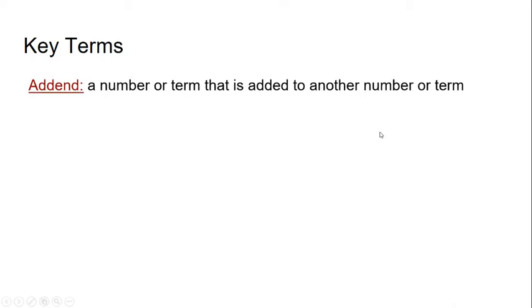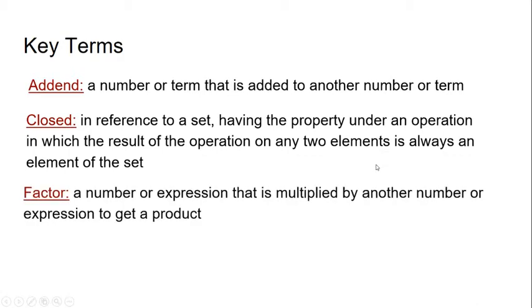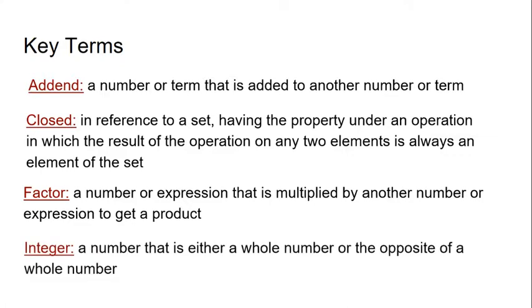So first we need to start out with the key terms. You need to know what they mean. So we have addend, which is a number or term that is added to another number or term, so that's just when you're adding two things together. Closed, in reference to a set having the property under an operation in which the result of the operation on any two elements is always an element of the set. Factor, a number or expression that is multiplied by another number or expression to get a product. Integer, a number that is either a whole number or the opposite of a whole number.